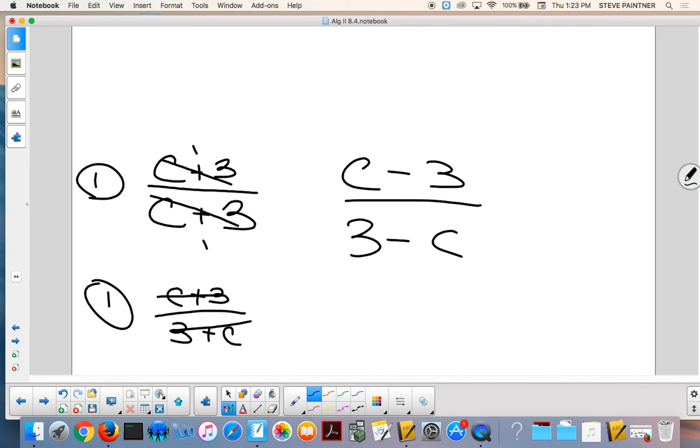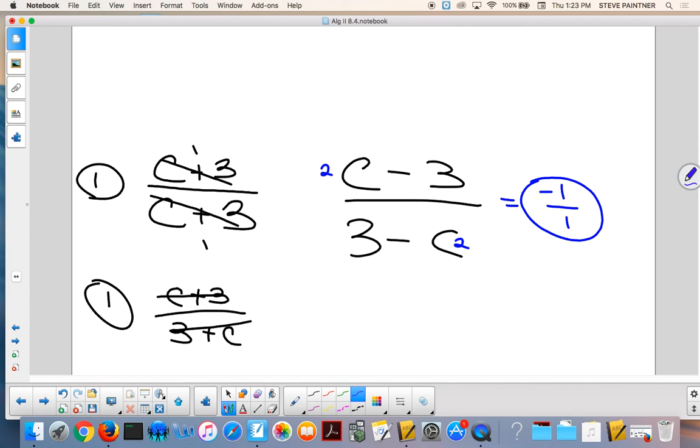Okay. Pick a number for C, guys. I heard 2. Put a 2 in for C. What's 2 minus 3? Negative 1. What's 3 minus 2? What's the answer? Negative 1. It looked like I could cancel them out and just put 1 over 1, but they're not the same. They're actually opposites.